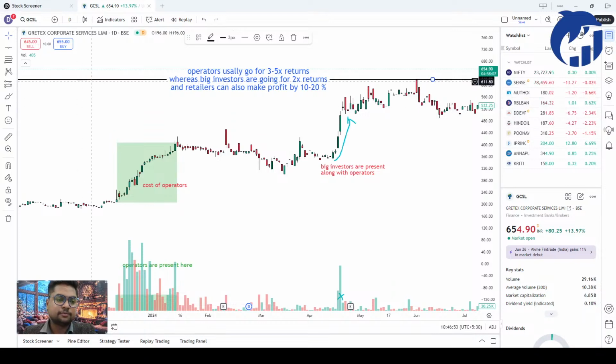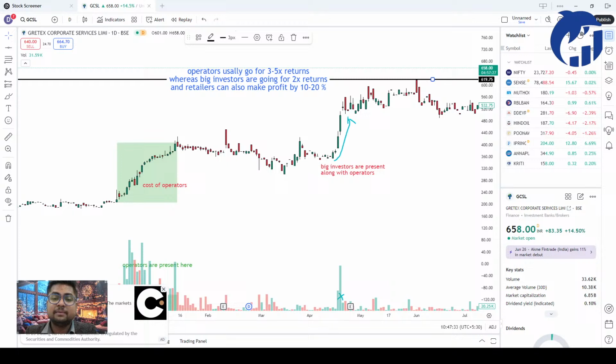So what is the big investors' approach? Big investors are taking an entry at the level of 300. If they have entered at 300, they aim for a target of around 600. This is the level where big investors will have a target. They align their strategy with significant market movement, aiming for substantial but slightly shorter term profit compared to the main funds.